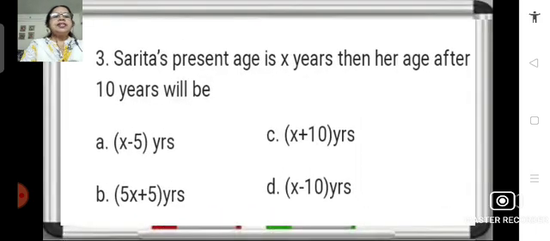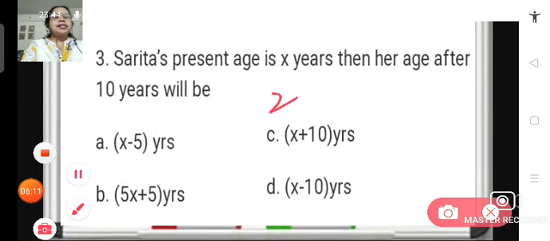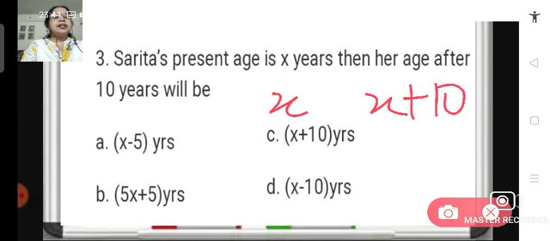Next problem: Sarita's present age is x years, then her age after 10 years will be? So present age is taken as x. So after 10 years her age will be x plus 10 years, isn't it? So this is the solution.